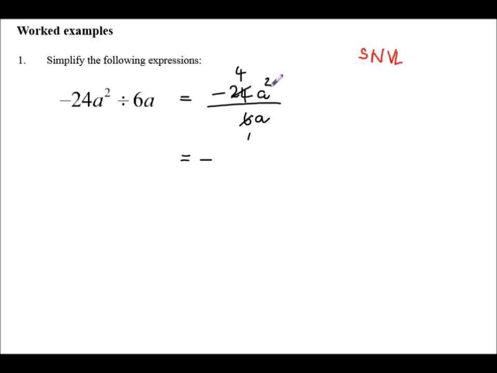Remember, when I divide powers with the same base, I write down my base and I subtract the exponents. Remember, there's an invisible 1 there. So I'm going to cancel that and I'm going to say 2 minus 1. So over here, I have an a. 2 minus 1 is 1. So my result is negative 4a over 1 equals negative 4a.